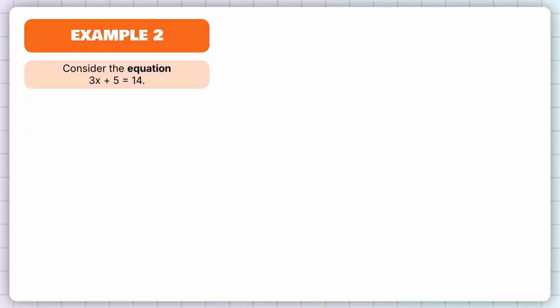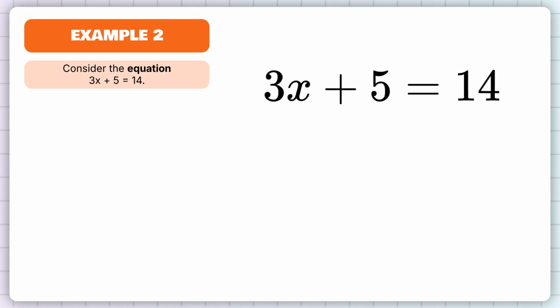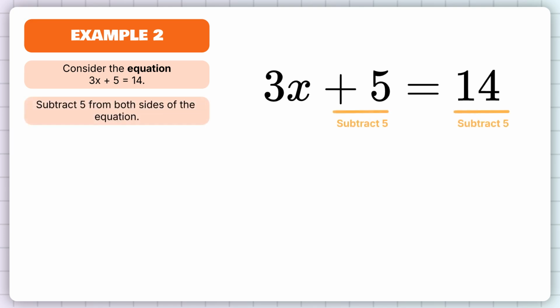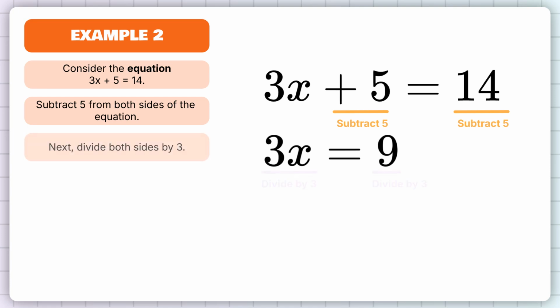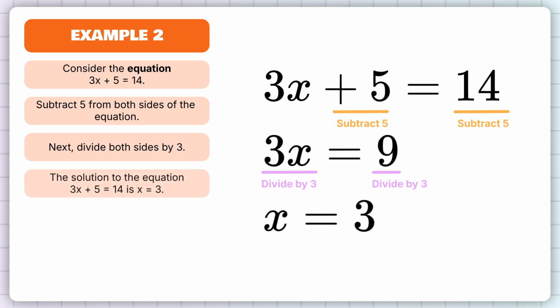Now let's look at an equation. Consider the equation 3x plus 5 equals 14. To solve for x, follow these steps. First, subtract 5 from both sides of the equation. This gives us 3x equals 9. Next, divide both sides by 3. This gives us x equals 3. So the solution to the equation 3x plus 5 equals 14 is x equals 3.